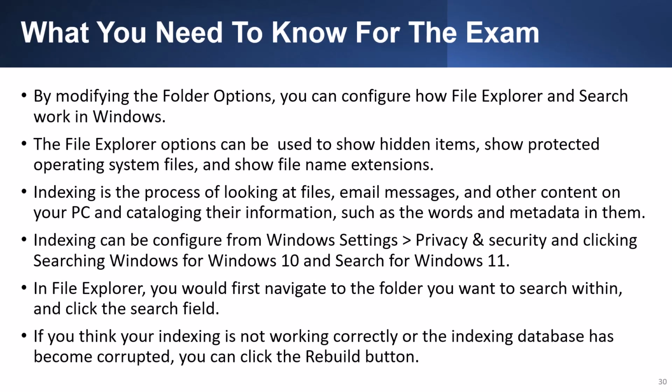In summary, by modifying the folder options, you can configure how File Explorer and Search work in Windows. The File Explorer option can be used to show hidden items, show protected operating system files, and show file name extensions. Indexing is the process of looking at files, email messages, and other content on your PC and cataloging the information such as the words and metadata in them. Indexing can be configured from Windows settings, privacy and security, searching windows, or the control indexing options.